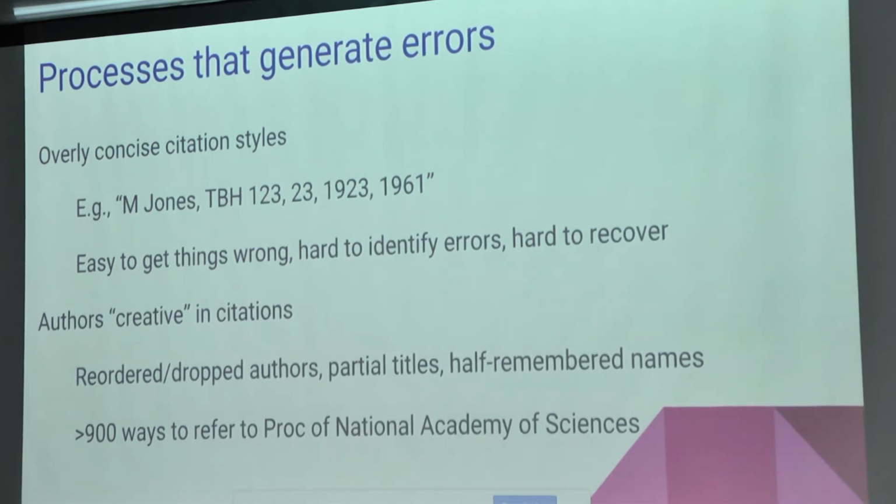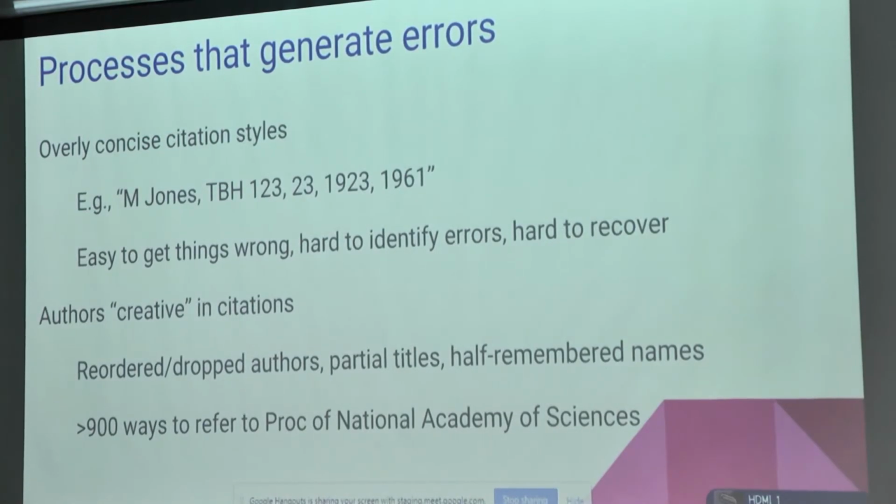50 to 60 years ago, these were common citation styles. Please look at this and tell me which of this is a page number, which of this is a year, and which journal this could possibly refer to. Now, if the author gets any one of these fields wrong, good luck trying to figure out what was actually intended. The conciseness makes it extremely hard to either identify errors or to recover them.